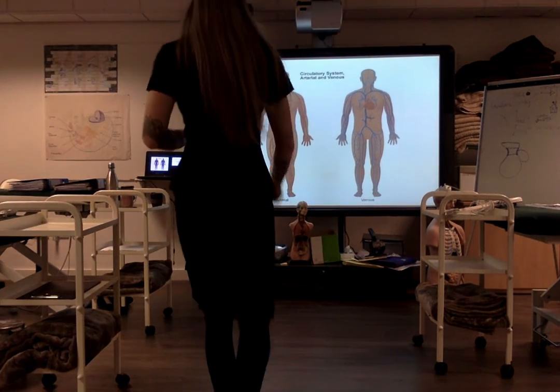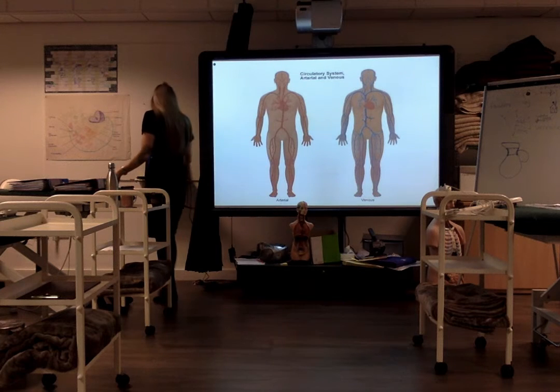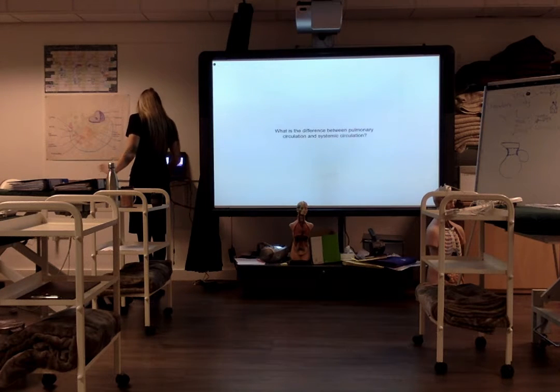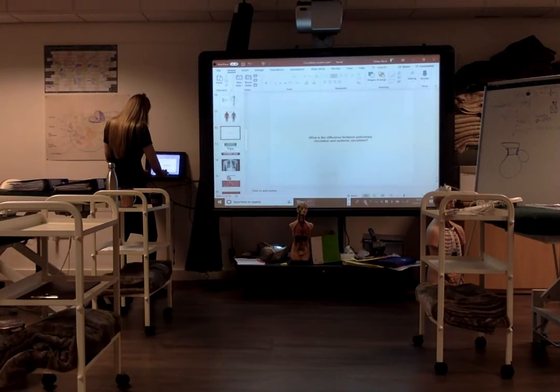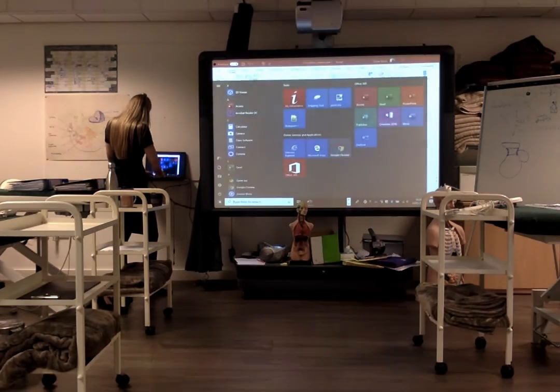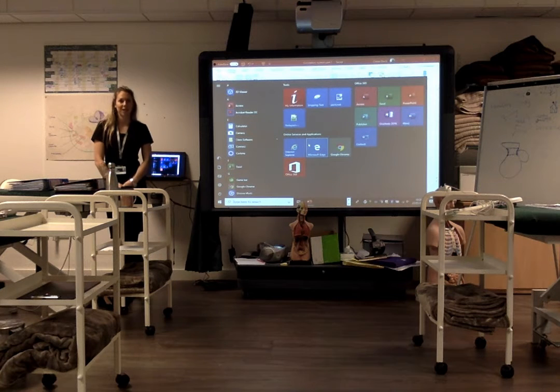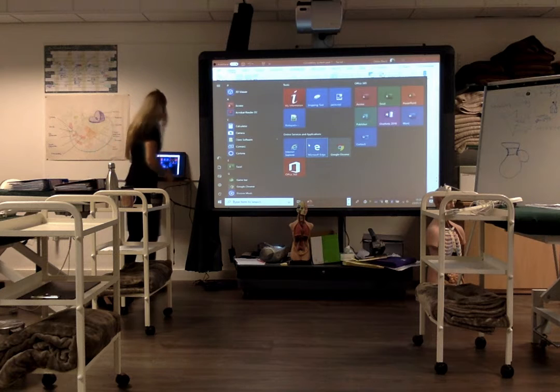The printer's been really good to you guys. So instead, I want you to think about what is the difference between pulmonary circulation and systemic circulation. And I'd also like you to write up your explanation of cellular respiration. I'll give you 2 minutes.